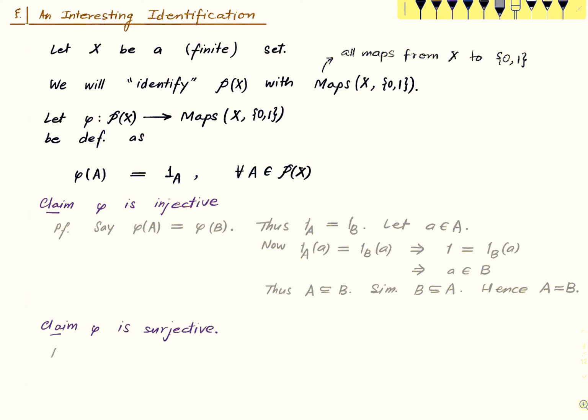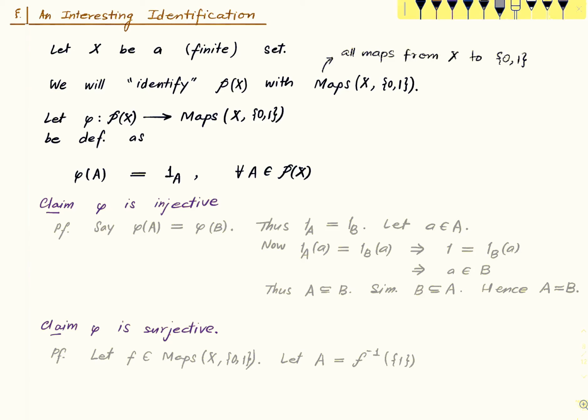So this I wouldn't be doing in full, but here is the main point. To show surjectivity, we start with some arbitrary function in the target of phi, and let A be the preimage of 1 under the function f.